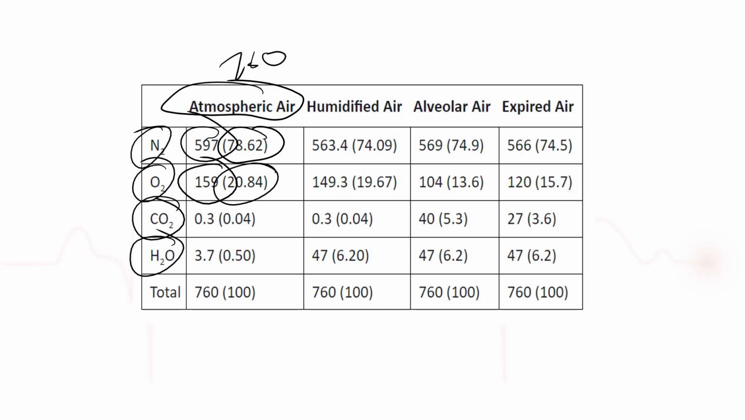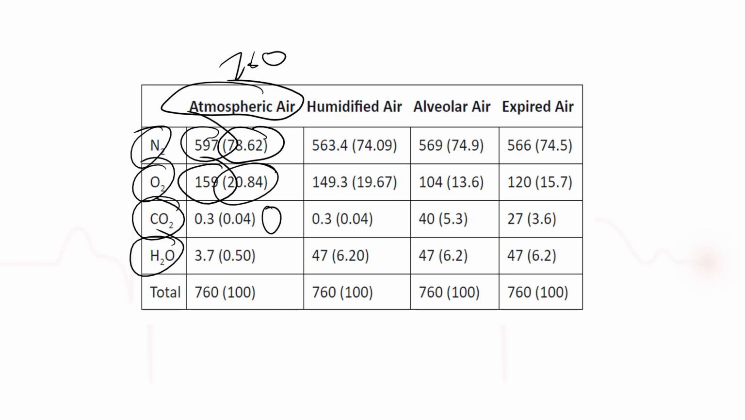Okay, carbon dioxide, there's basically no carbon dioxide. It's so small, the amount. There's very, very little carbon dioxide that actually exists in the air in the atmosphere. So we can pretty much just call this zero. It's significantly less than 1%.